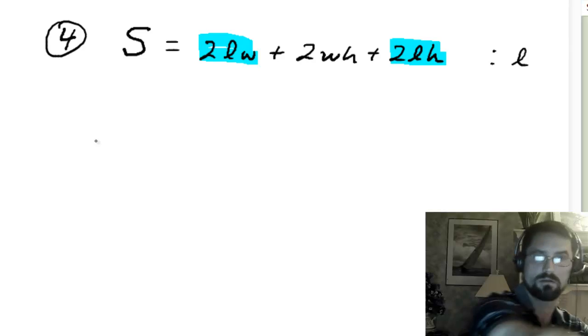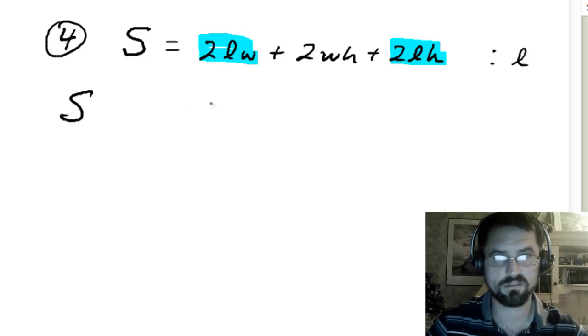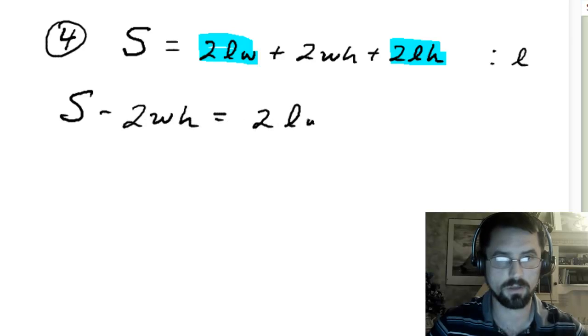So S, I'm going to bring this over, minus 2WH equals 2LW plus 2LH.